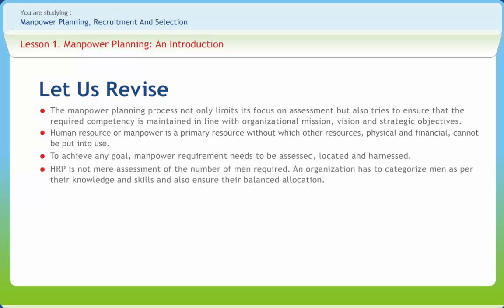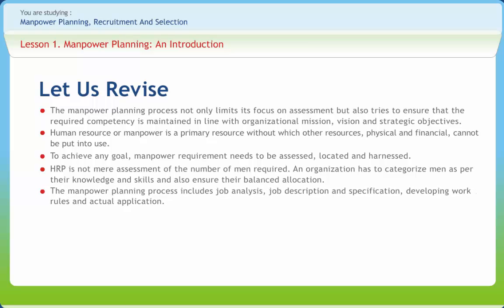HRP is not mere assessment of the number of men required. An organization has to categorize men as per their knowledge and skills and also ensure their balanced allocation. The manpower planning process includes job analysis, job description and specification, developing work rules and actual application.